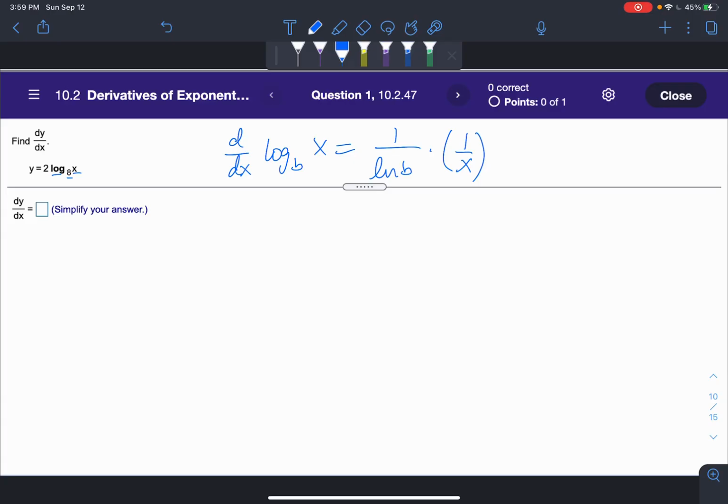times 1 over x. And I don't think we talked about it yet, but the natural log is just the log with base e. So it's a special form of log, but they are different. Okay, so we're going to use that to answer this question.